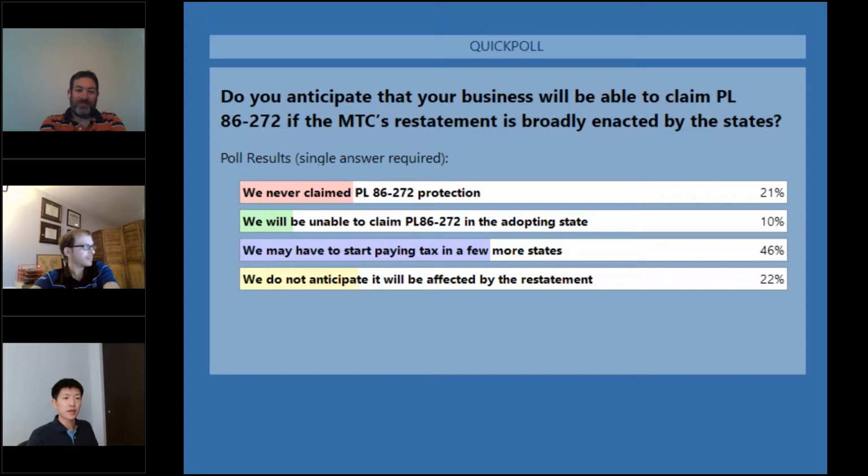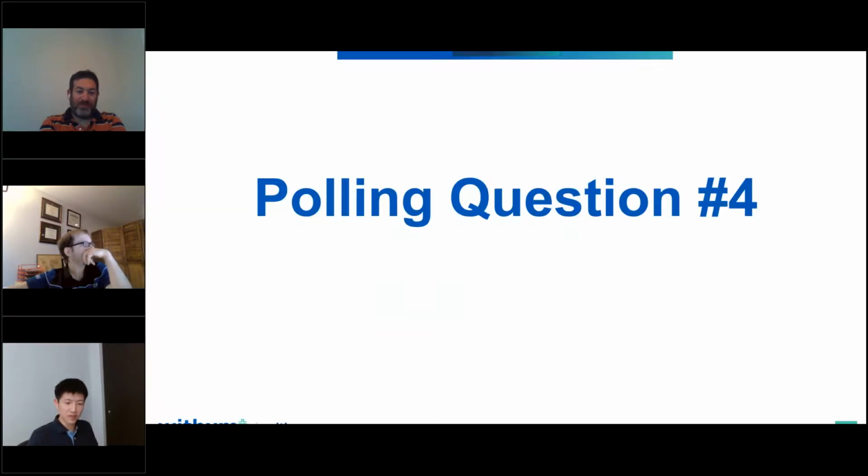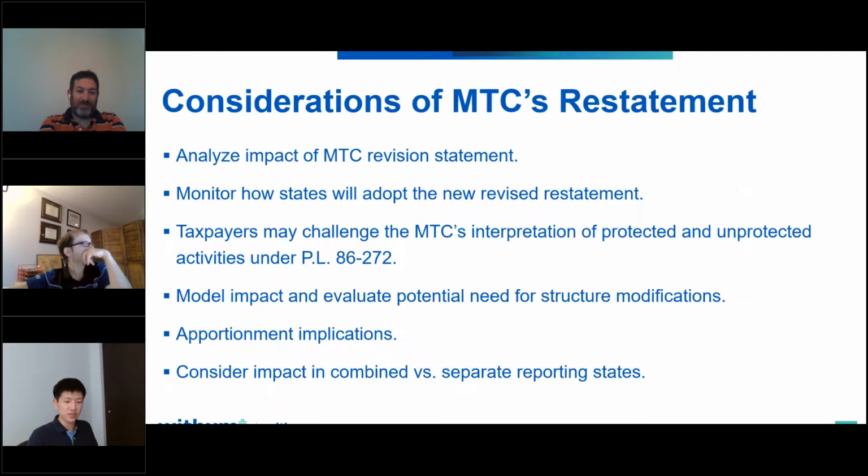All right, so the most people picked C. We may have to start paying tax in a few more states. And that's correct, and we will be discussing the considerations of this restatement and why that may or may not be the case, right? So we're going to have to analyze the impact of this restatement.